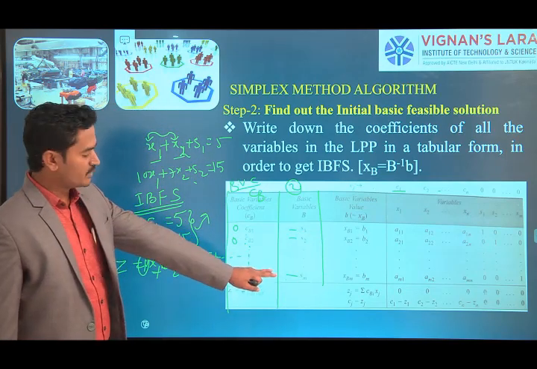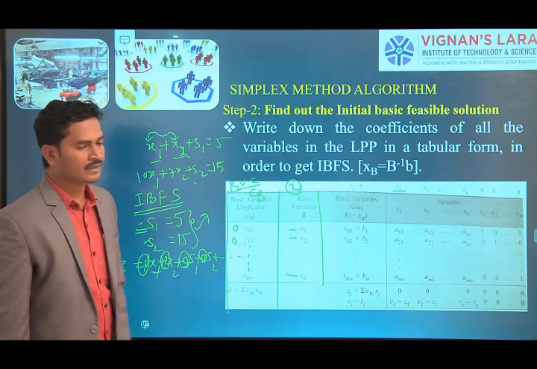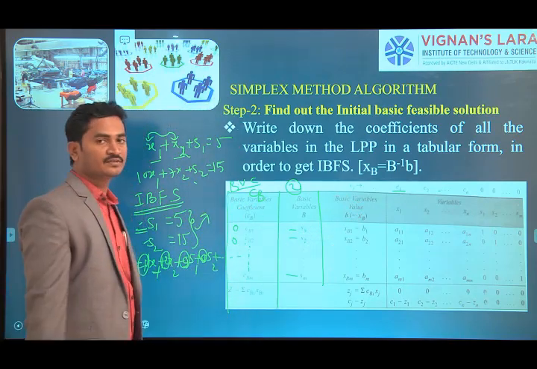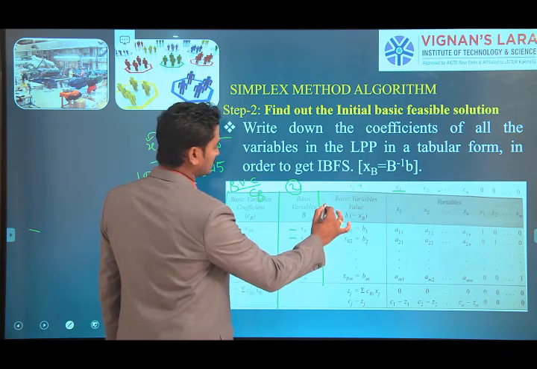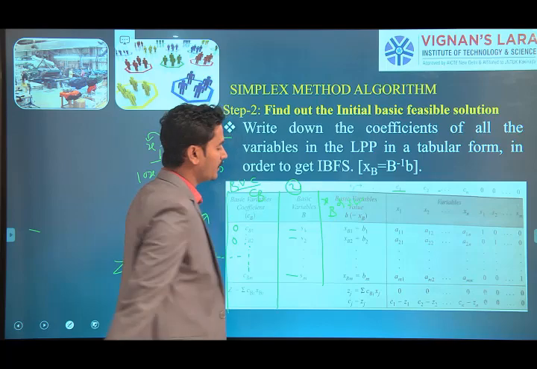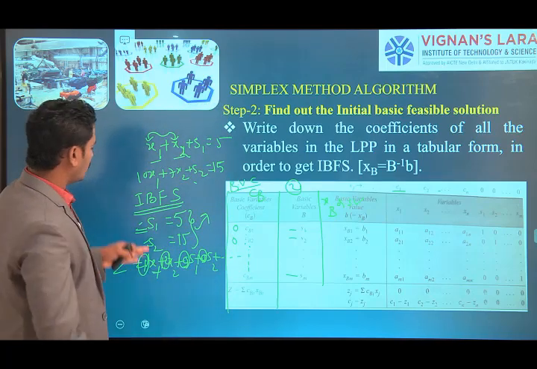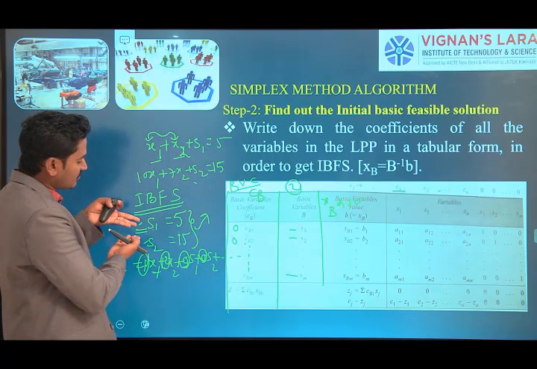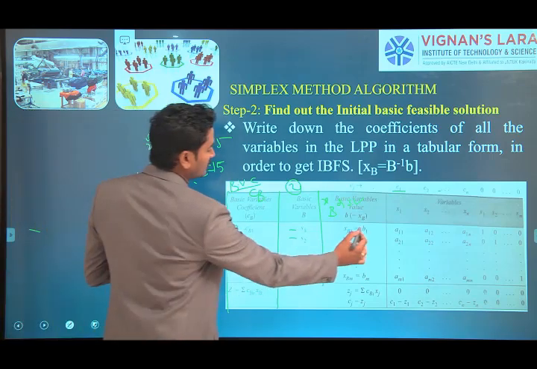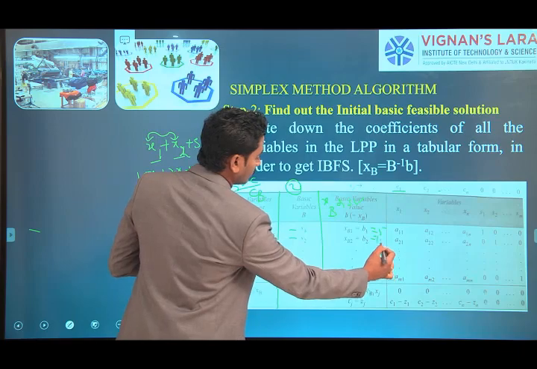If we have M basic variables, we simply take M. Next, coming to the basic variable value, it is also called the solution value. It is represented with XB or SB. What are the basic variables here? We have S1 and S2. What are the values of the basic variables? 5 and 15. Those values we write here.